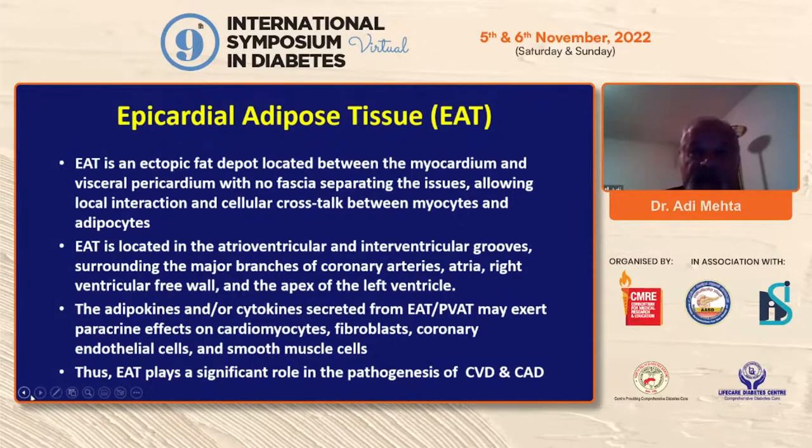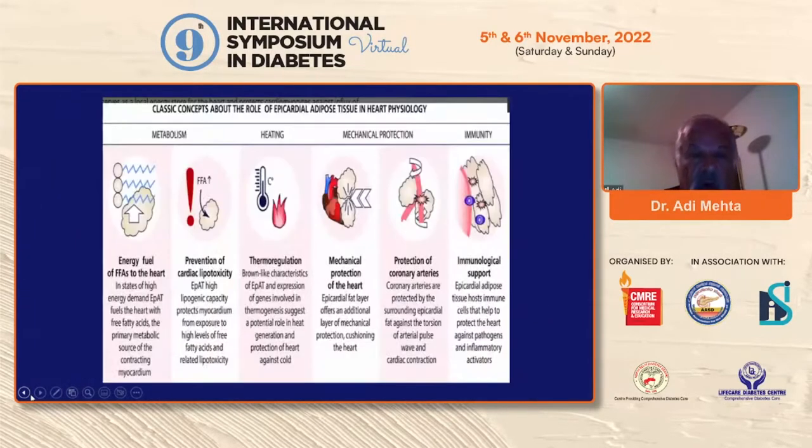The adipokines and cytokines, whether they're beneficial or non-beneficial, secreted by this tissue may exert very significant paracrine effects on the cardiomyocytes, the fibroblasts, the coronary endothelial cells, and smooth muscle cells. So this tissue, by being there, already plays a role across the whole pathology or the whole histology of that area. So what is the role of epicardial fat?